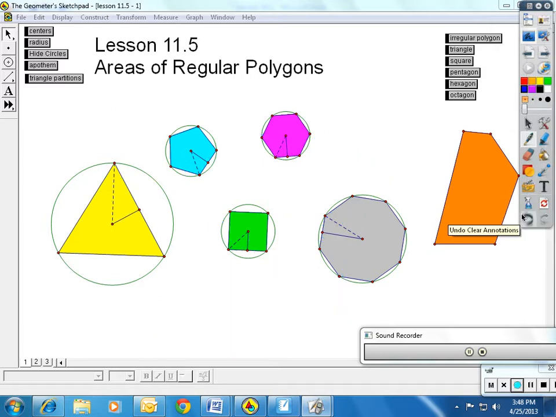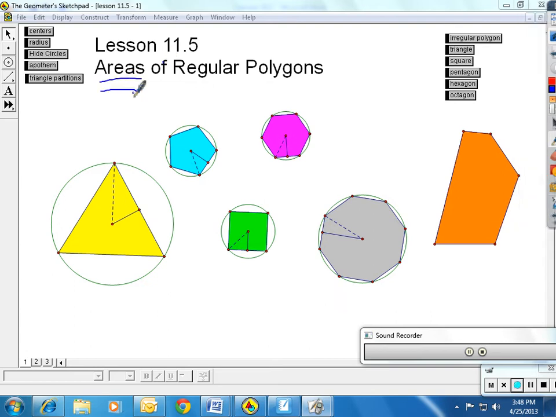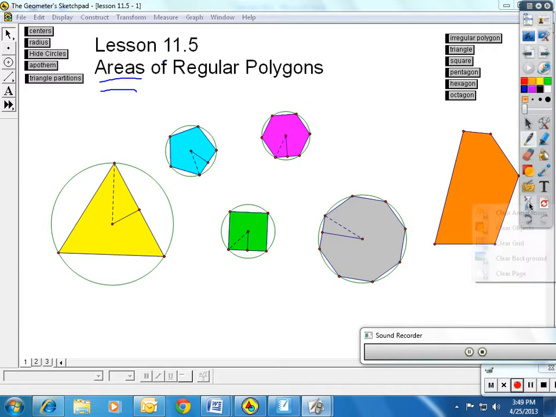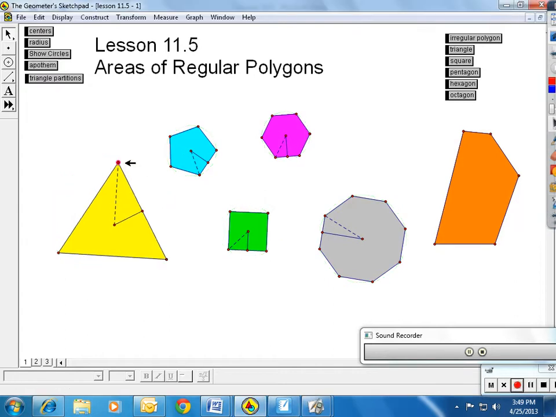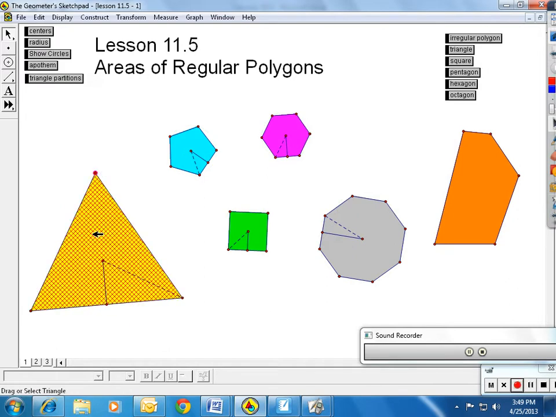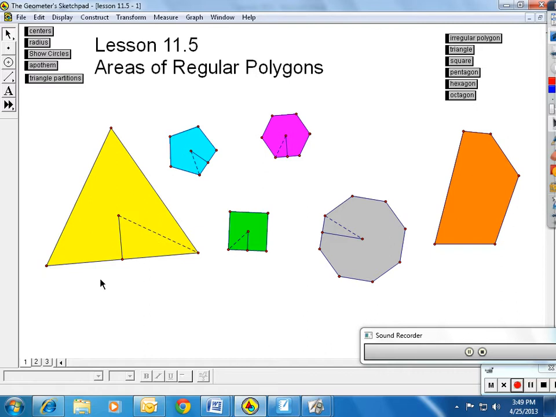Now our lesson is to find areas of regular polygons. I'm going to start by looking at the triangle here and make some observations. I'm going to hide the circle, don't need that. Orient this a little bit differently. So here's my equilateral triangle. What we should notice is the apothem and the radius, and what do they form? They form a triangle, don't they?